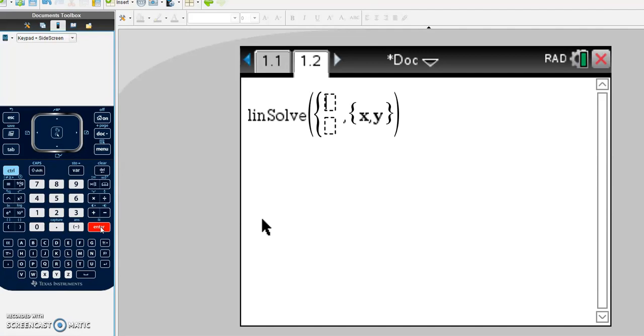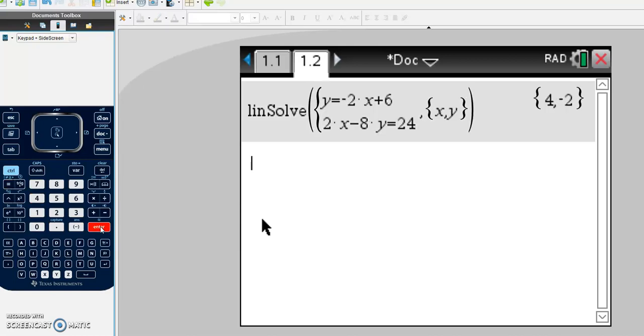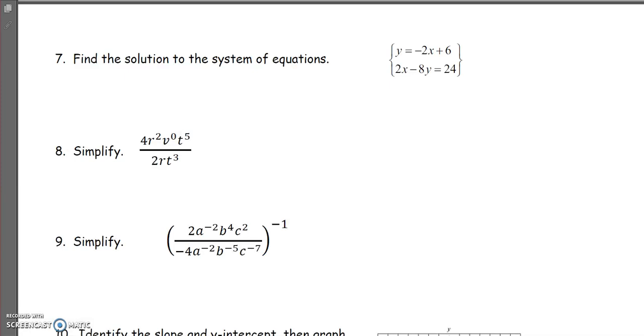And then I type in my two equations that I have. So y equals -2x plus 6 is the first one. The second equation is 2x minus 8y equals 24. And then Enter. And there would be my answer, 4, -2. So let's put this back up. So 4, -2.